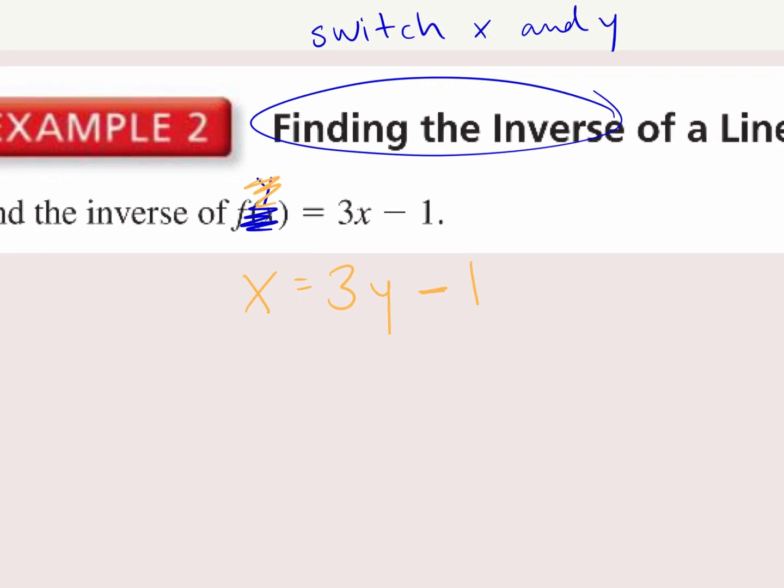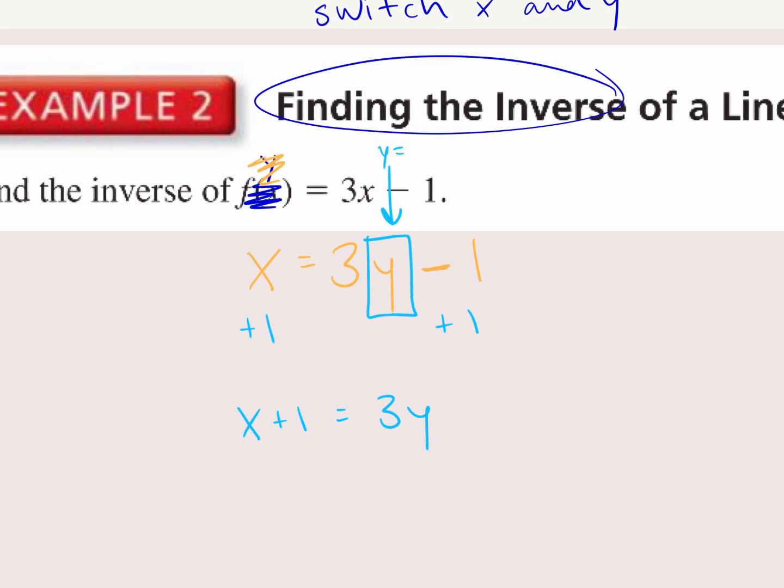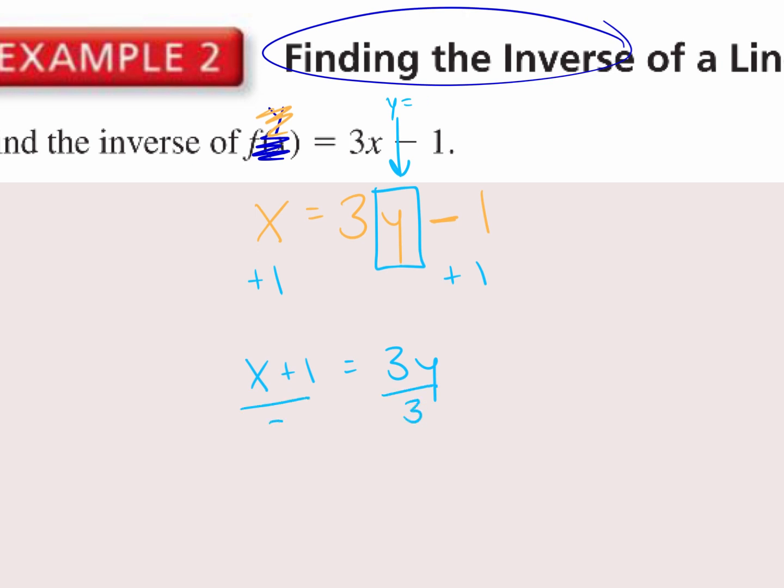So after we flip our x and y, we're going to solve the equation for y. So we need our equation to be y equals. So we have to move everything else to the other side. So in this equation, what would we move first? So our goal is to get it to be y equals. So we need to move everything else. I would have to move the 1 first. So I'm going to add 1 to move it to the other side. So I have x plus 1 is equal to 3y. And then divide by 3. So it cancels out there. So I get y is equal to x plus 1 over 3.